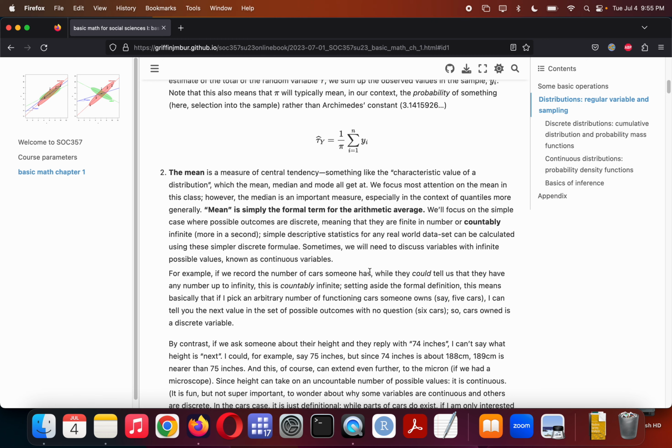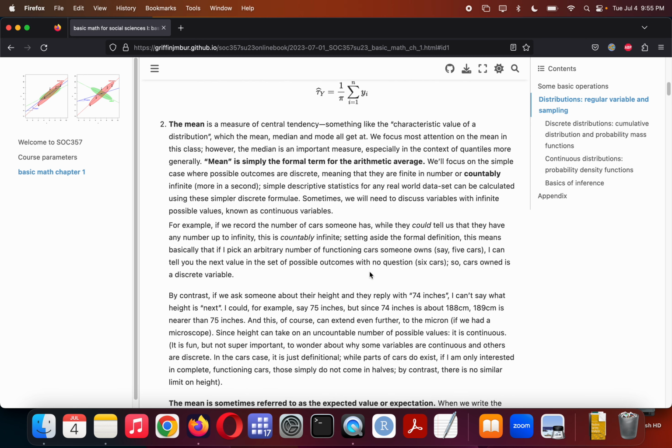What this means is that if I pick an arbitrary number of functioning cars that someone owns, let's say 5 cars, I can tell you the next value in the set of possible outcomes with no ambiguity. That next outcome will be 6 cars. It's not 5.5, it's not 7, it's not pi, it's not 5.2, it's 6. So cars owned is a discrete variable.